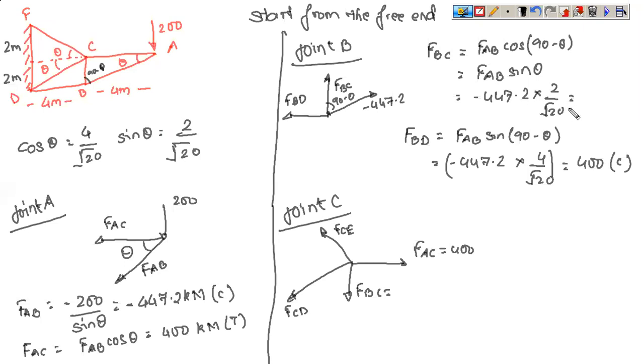So FAB sin theta, you can calculate the value of BC. Similarly, you can calculate the value of BD. Okay, resolving it horizontally, you will get these two values.